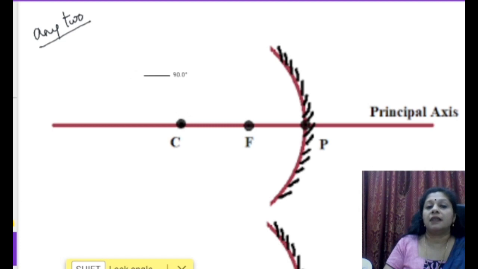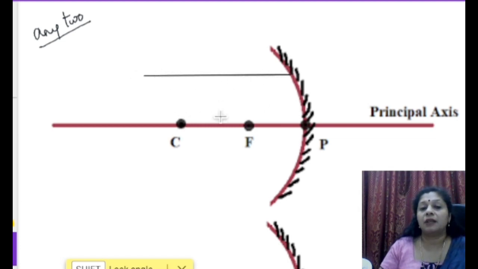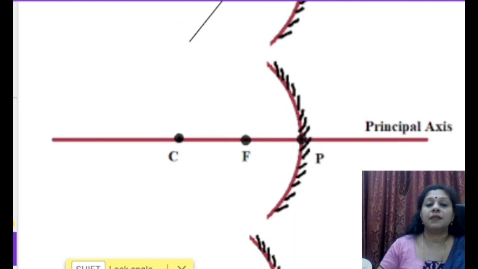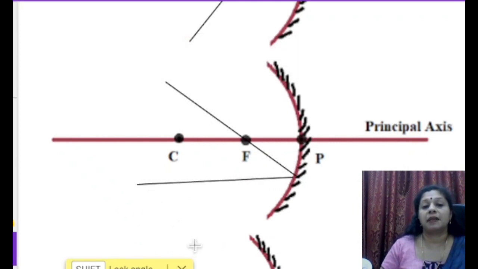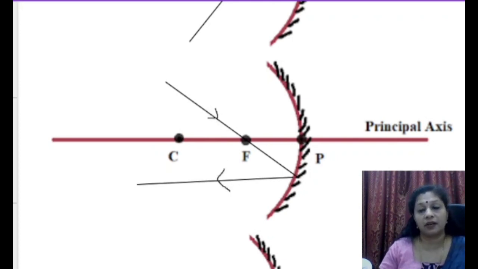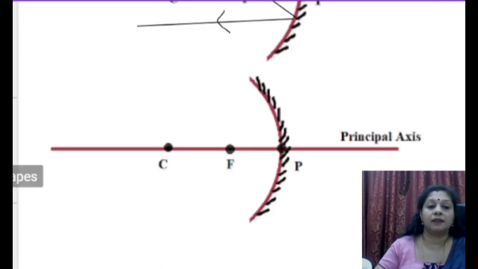So first, if the ray is coming like this, parallel to the principal axis, it will pass through the focus after reflection. Suppose it is coming through the focus and falling on the mirror, how will it go back? Parallel to the principal axis. So it goes like this. That's the second. So whenever you are drawing any ray, you have to follow this rule.